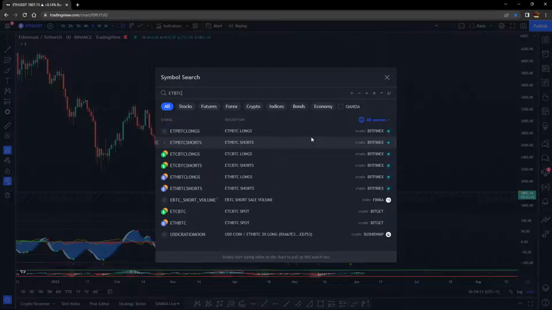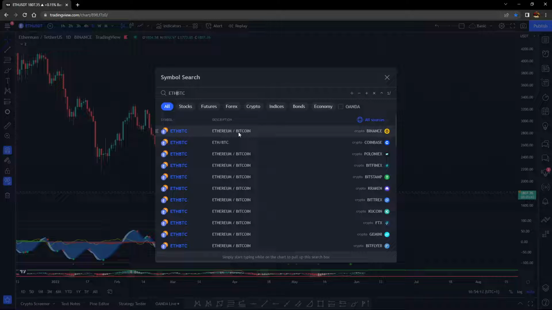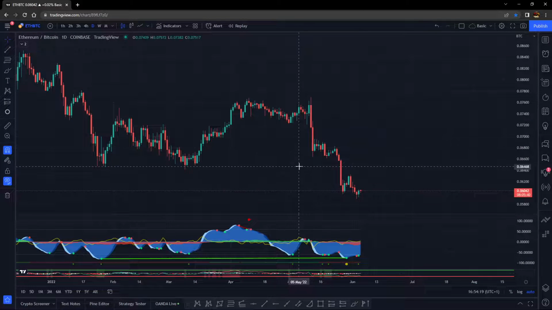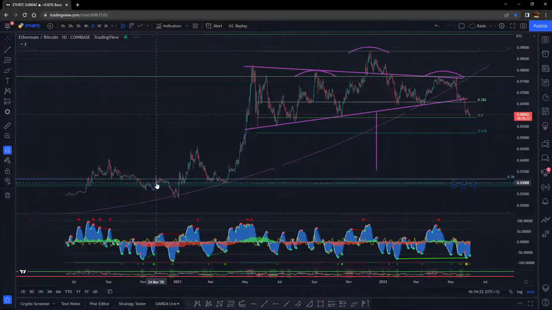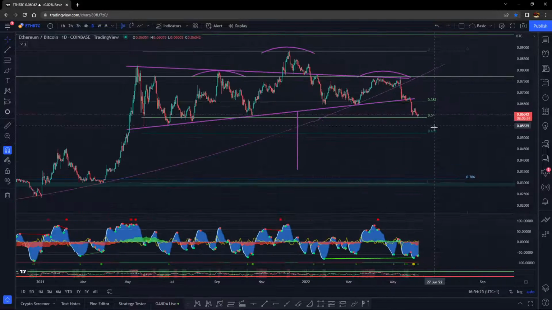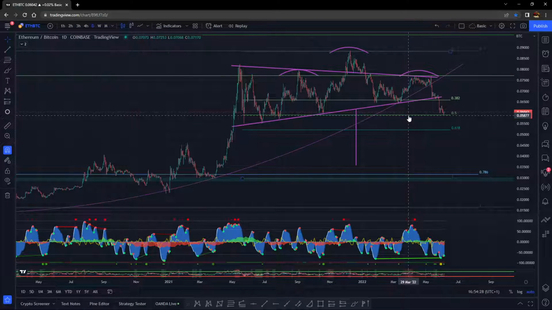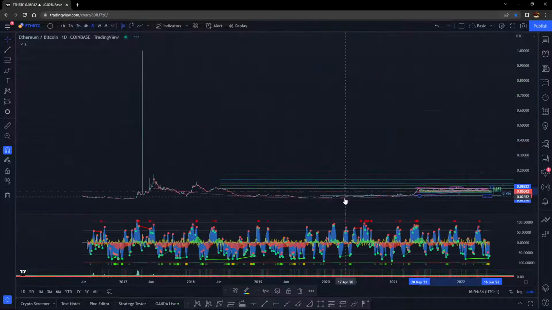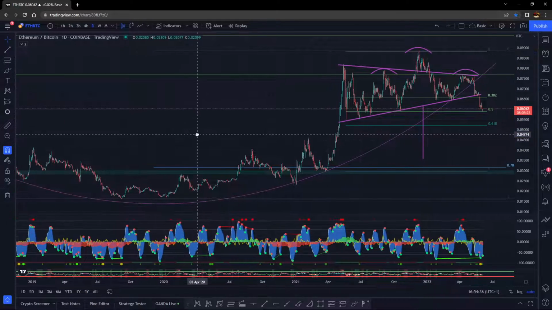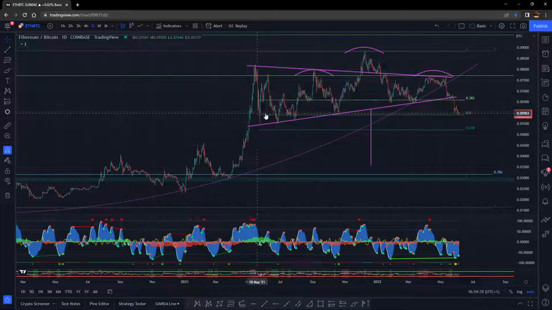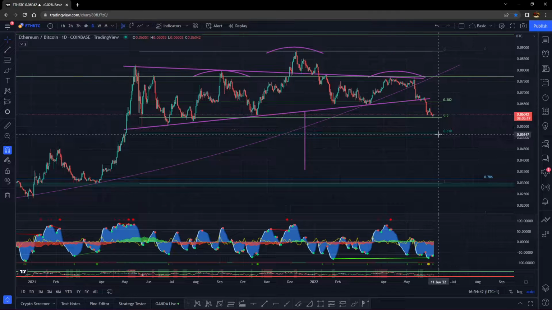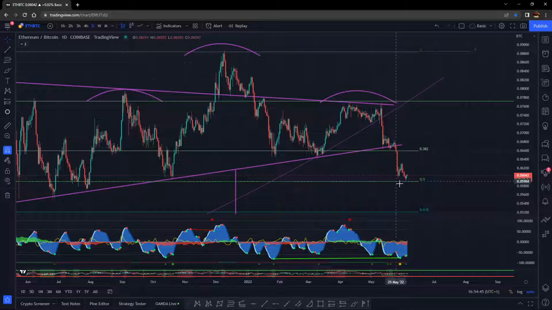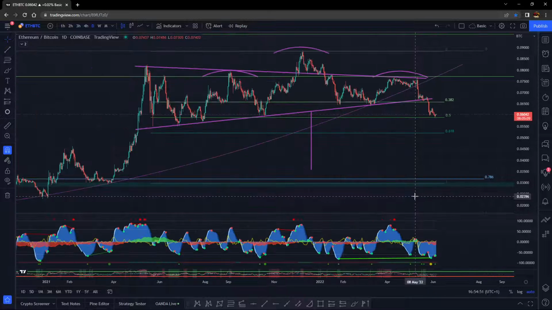the ETH BTC chart. Sorry, that's not it. ETH BTC chart on Coinbase. As that's also, it's at the 50% fib, which is here, taken from there to there. Which is at this level here, and we do have bullish divergence there as well on the daily of the ETH BTC chart. So that's something to bear in mind.